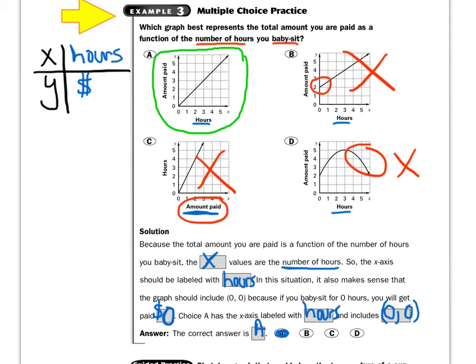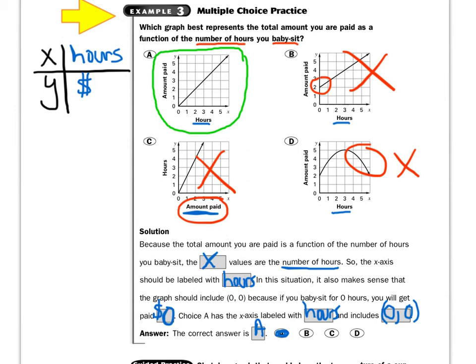So the first thing I would do if it's a multiple choice is look at the X and the Y axis. See how this X axis is hours, so that's good. See how this X axis is the amount of money, so that's bad. So I'd immediately cross out choice C. And then look at D, the X-axis is hours, so that's good. Okay, now I want to look and make sure the Y-axis is the money. So here the Y-axis is the money, here it's the money, and here it's the money. So those are all good.